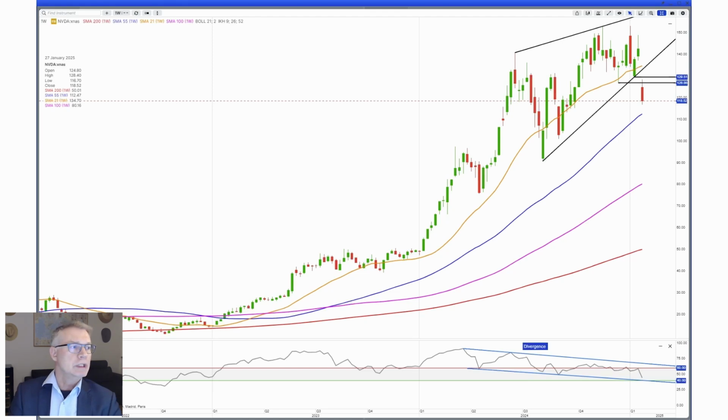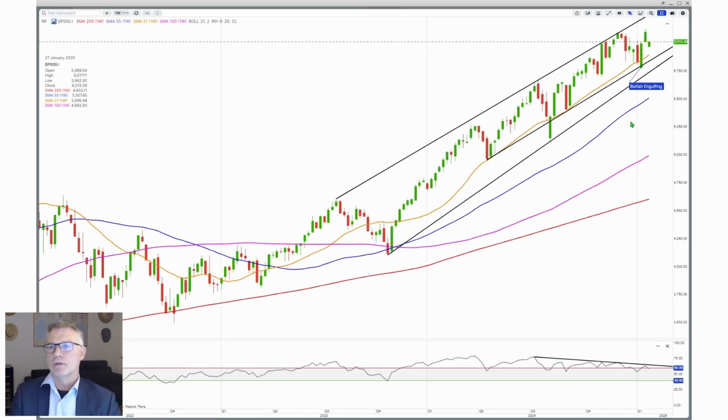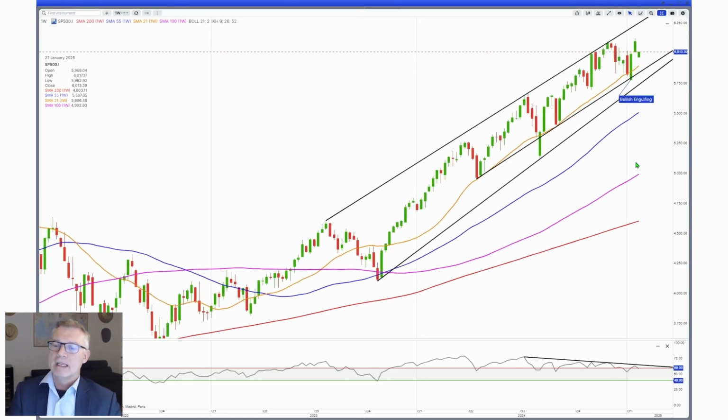Moving on to the S&P 500, which is of course affected by this. Let's start with the weekly one here, just to give you an idea where we are in the world. And here there's a little bit of difference to the NVIDIA share. So first of all, we did have divergence here. You can see the RSI values were declining here, but the market moved higher.